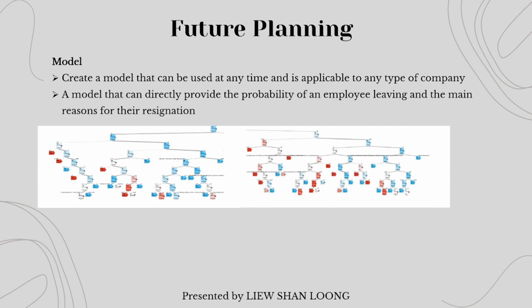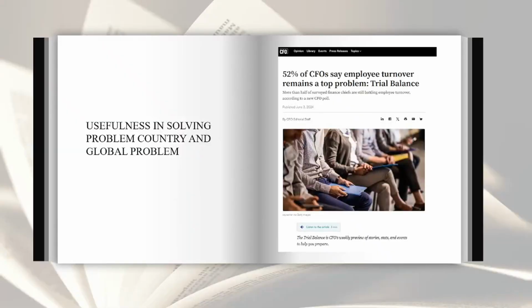And this is our future planning. We believe that the model that we created can be used at any time and is applicable to any type of company. And the model that we created can directly predict the probability of an employee leaving and the main reason for their resignation. So this is the applicability of our research. It is useful in solving country and global problems.